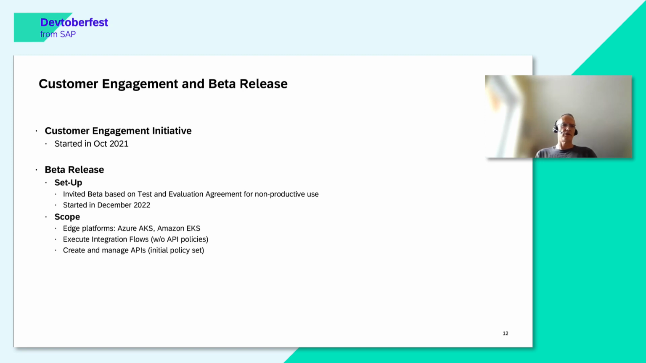And so these customers were able to deploy integration flows with a limited set of policies, and were also, let's say, testing mainly with a focus on cloud integration, because this was the major part of the beta delivery.